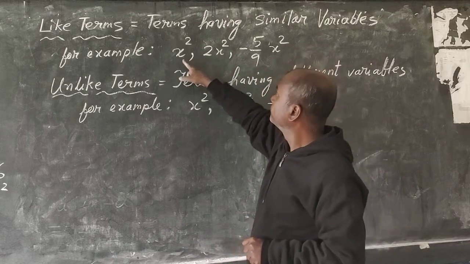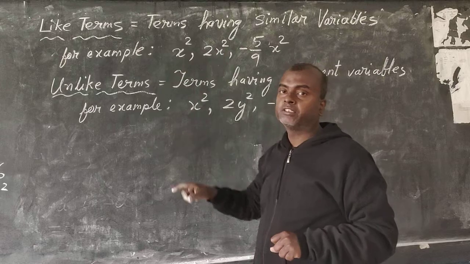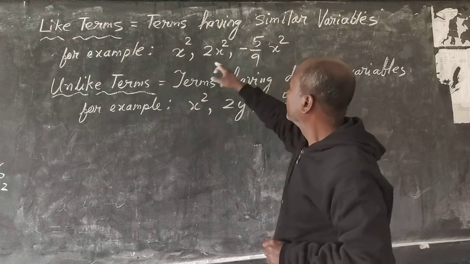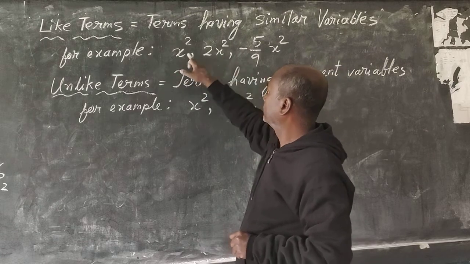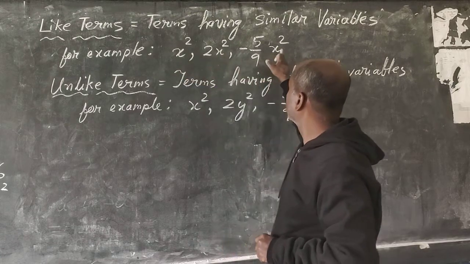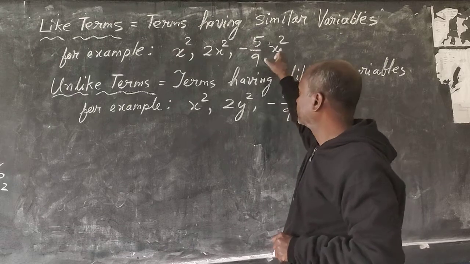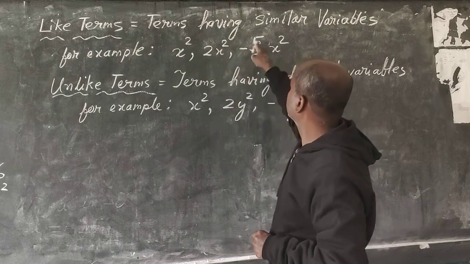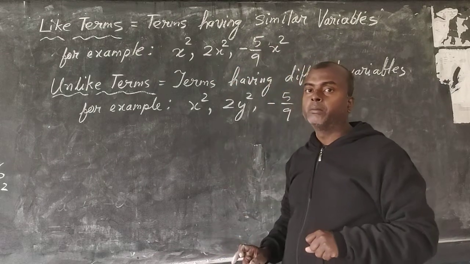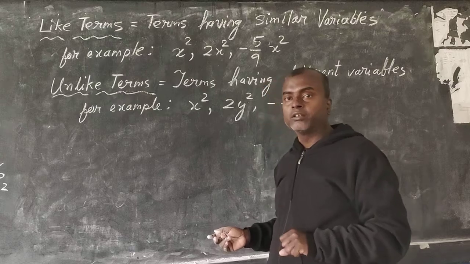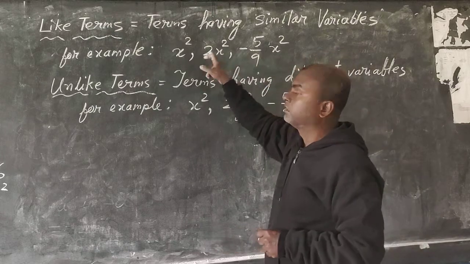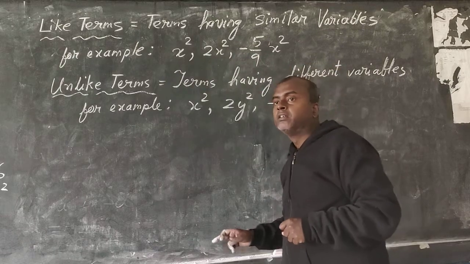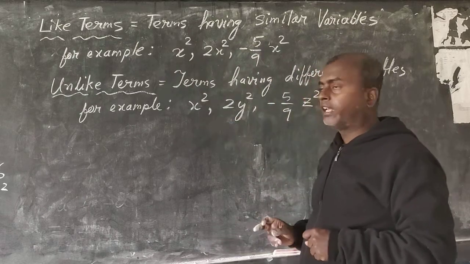For example, over here, you see I have written 3 expressions or 3 terms in which their variables are all x square. See, here also x square, here also x square, here also x square. Alright, the expressions are different. Here it is 1x square, here it is 2x square, here it is minus 5 by 9x square. But their variable, their literal coefficient, are all same. Okay, all x square.